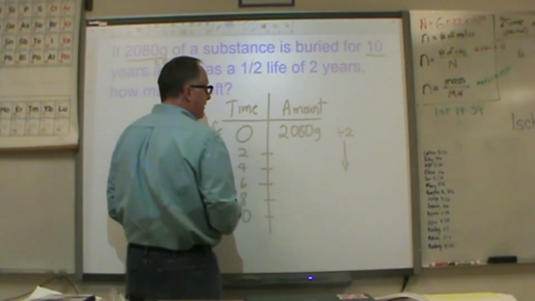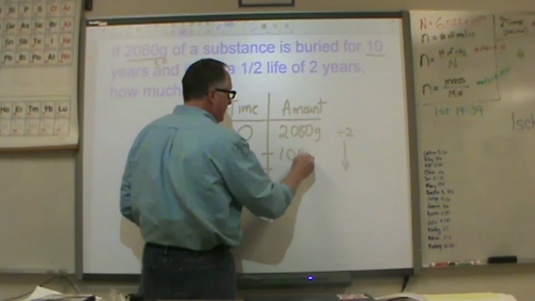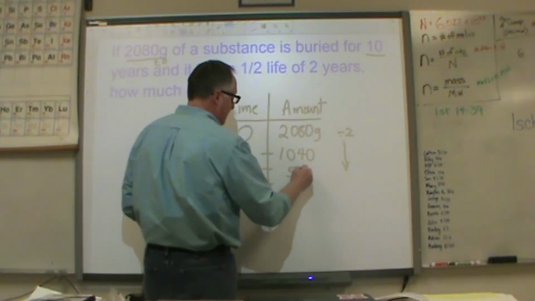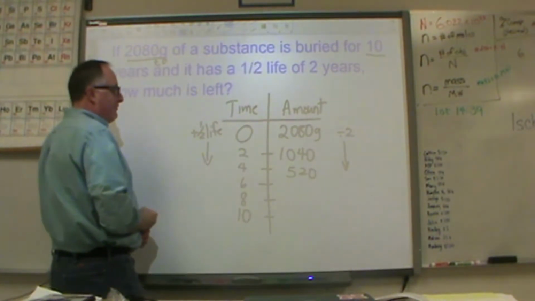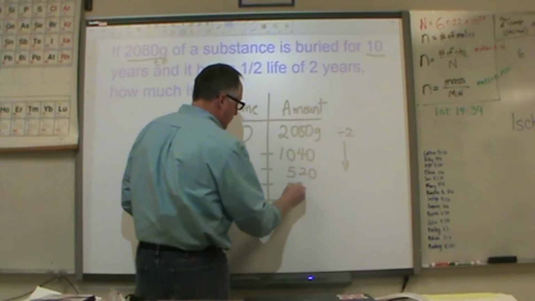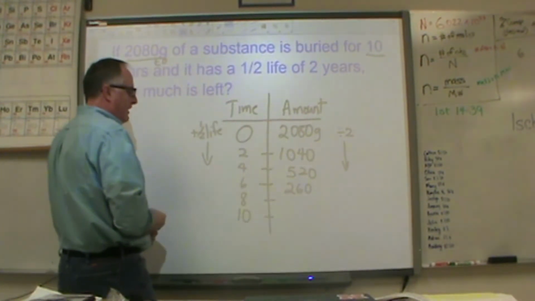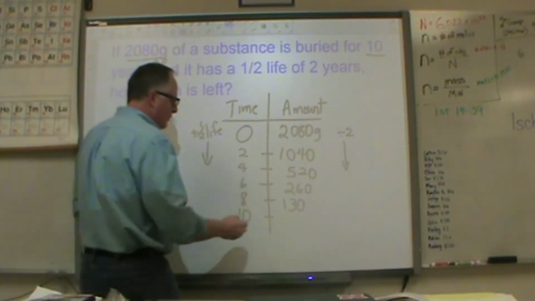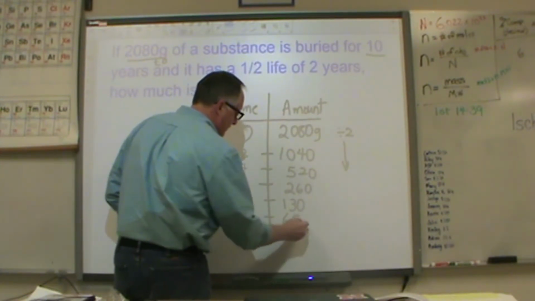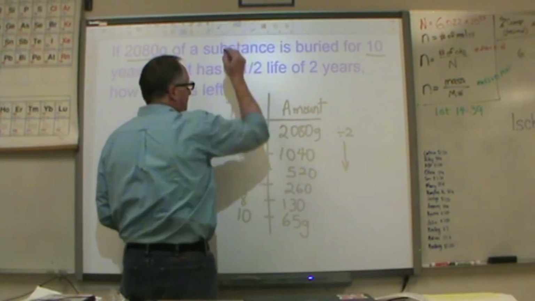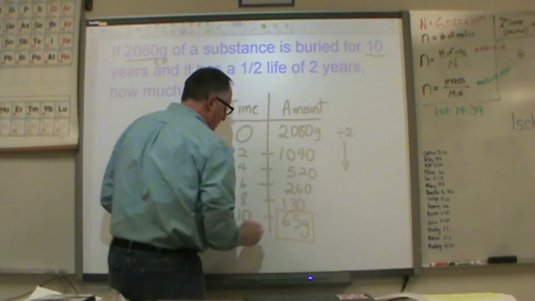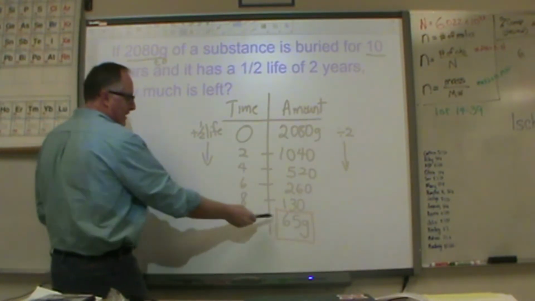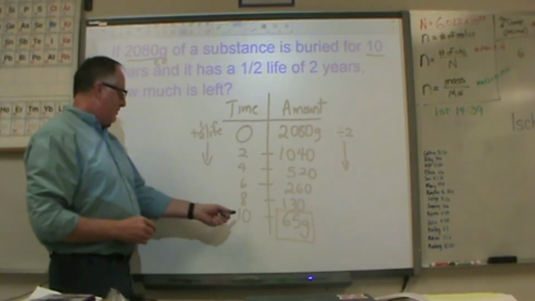So 2,080 divided by 2 is 1040. And if I divide that by 2, I get 520. And if I divide that by 2, I get 260. And if I divide that by 2, I get 130. And if I divide that by 2, I get 65. So my answer for this, how much do I have left after 10 years? I started with almost 2,100 grams, and I only have 65 grams left in 10 years.